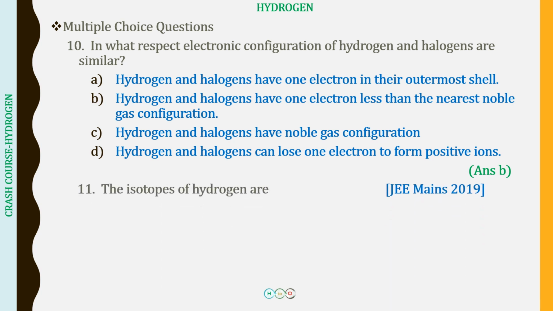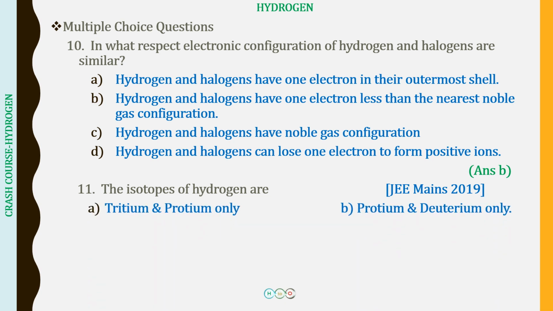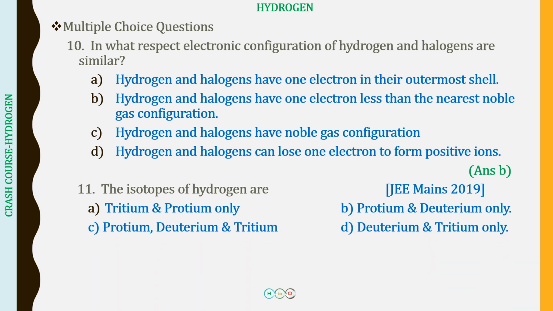Questions 11 to 15 are related to the isotopes of hydrogen, and this is a very important topic, although it is a very easy topic, because many questions repeatedly come in competitive examinations from this topic. So, the isotopes of hydrogen, this question is from JEE Mains 2019 January. The options: tritium and protium only, protium and deuterium only, protium, deuterium and tritium, deuterium and tritium only. The isotopes of hydrogen are three in number: protium, deuterium and tritium.